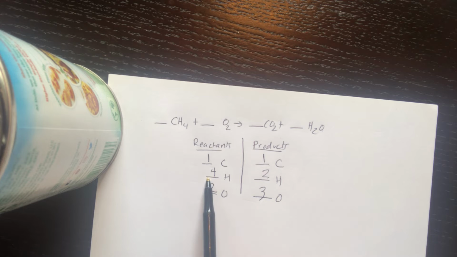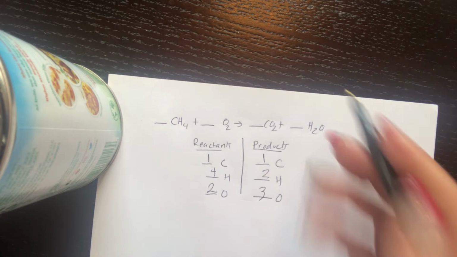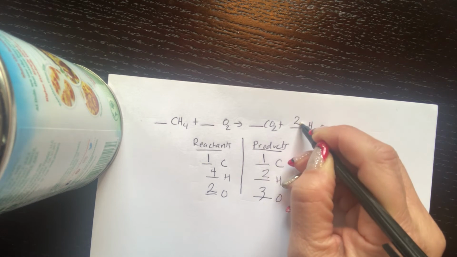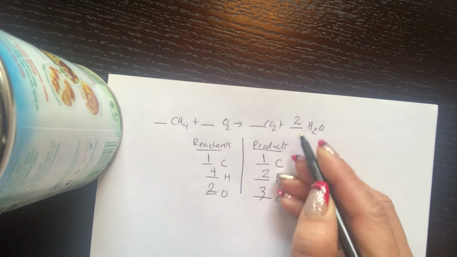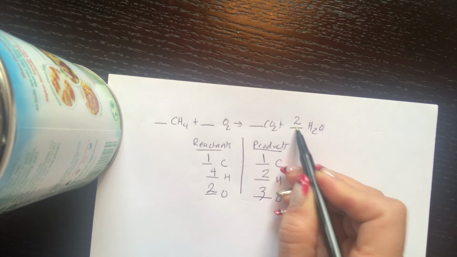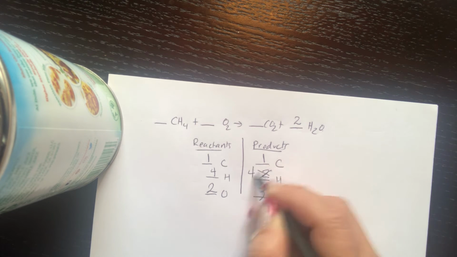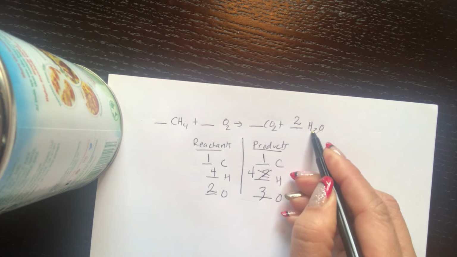I'll start with hydrogen. To make there be 4 hydrogens on the right in the products so that the number of reactant H atoms is equal, I'm going to put a 2 in front of H2O. I'm going to change my inventory chart to update it because 2H2O now contains 4 H atoms. 2 times 2 is 4.